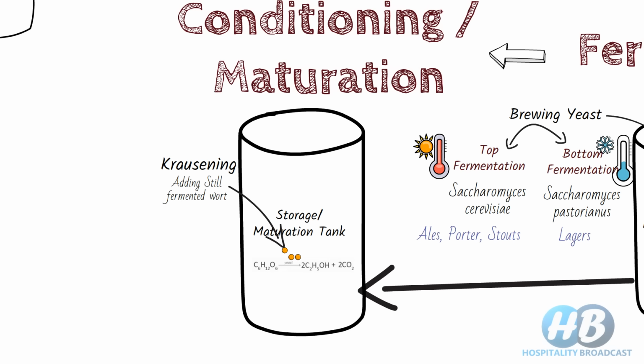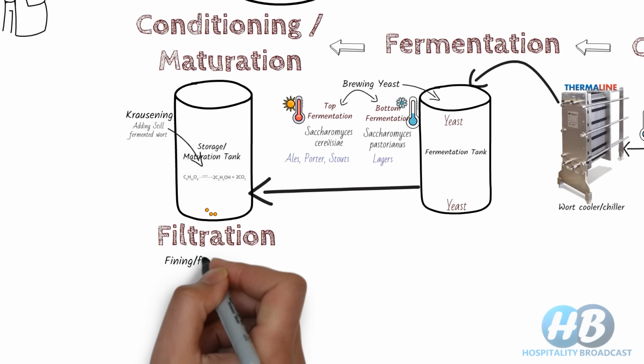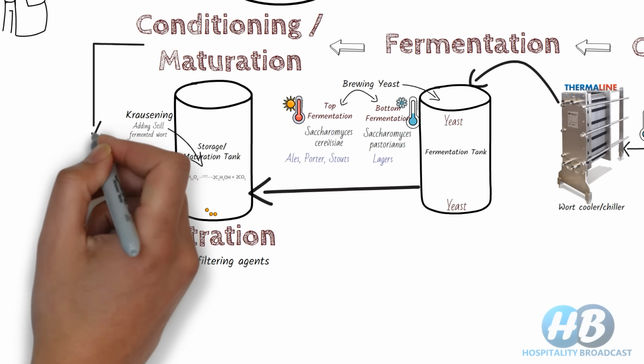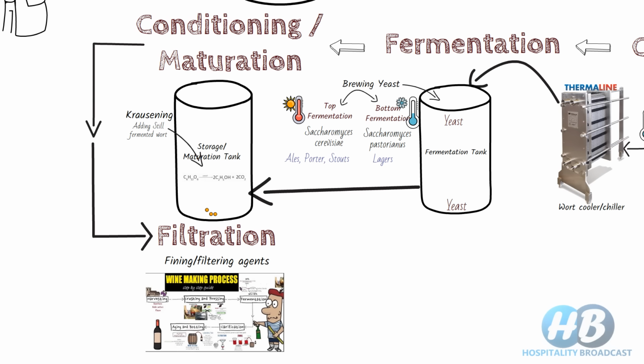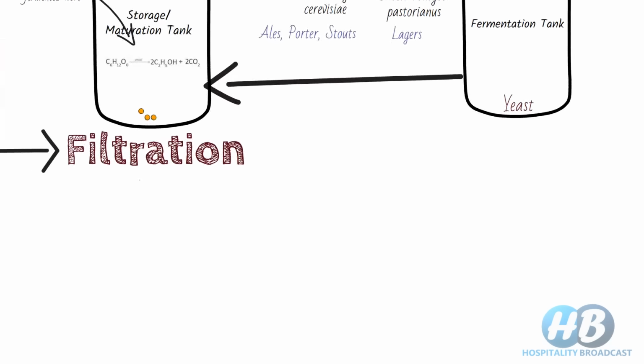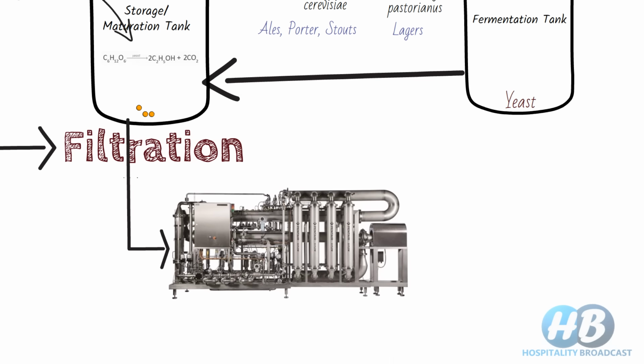After fermentation takes place, remaining yeast particles and protein tannins sink to the bottom, and these are filtered out with the help of fining or filtering agents. Now what are these fining agents? For that I'll suggest to watch this video on wine making process. But nowadays we do this filtering with the help of mechanical filtering units.